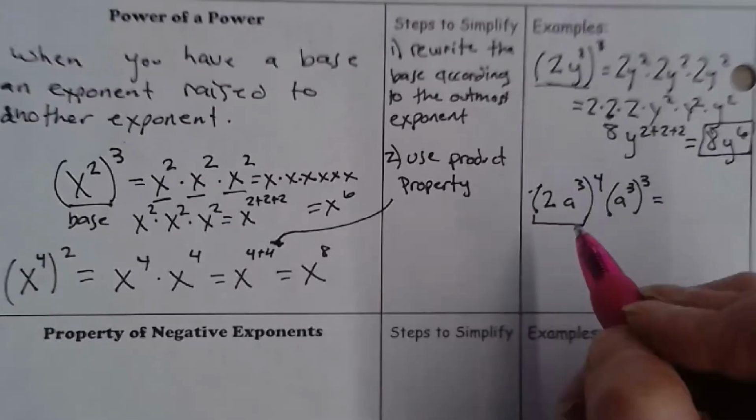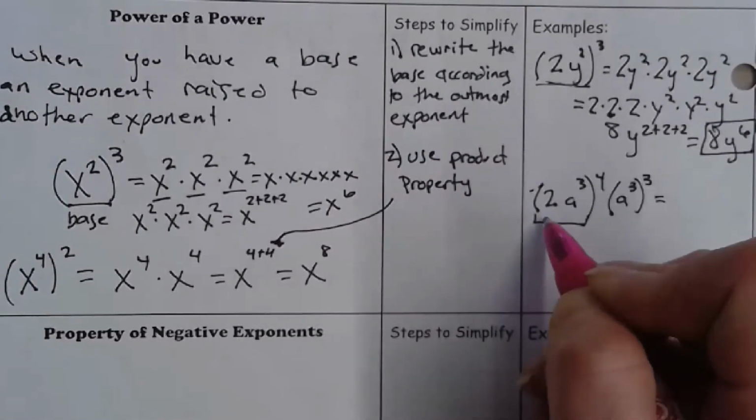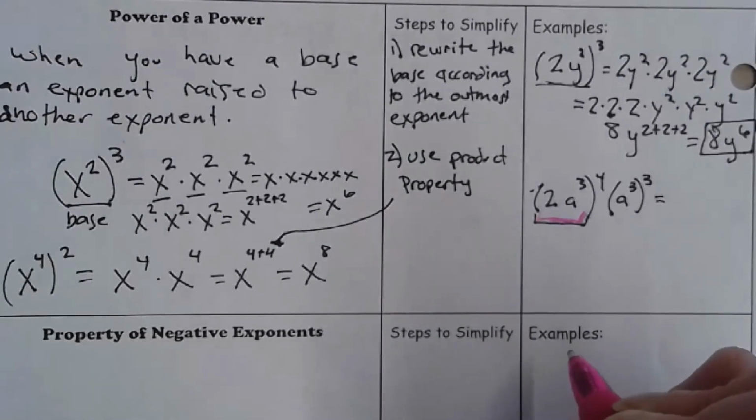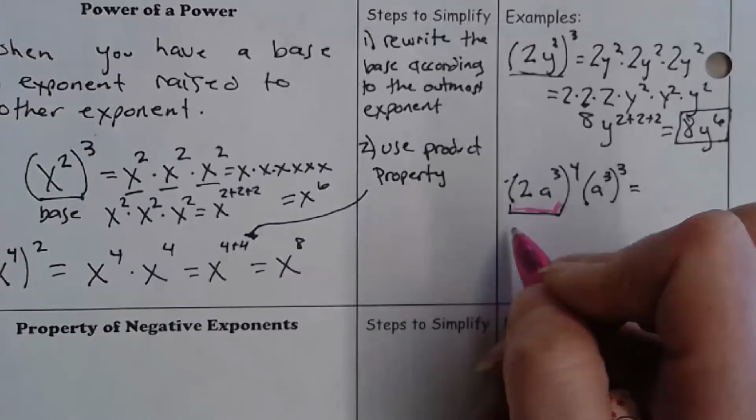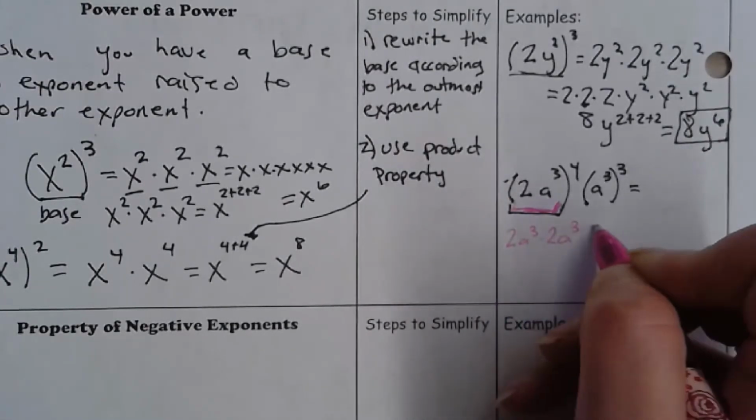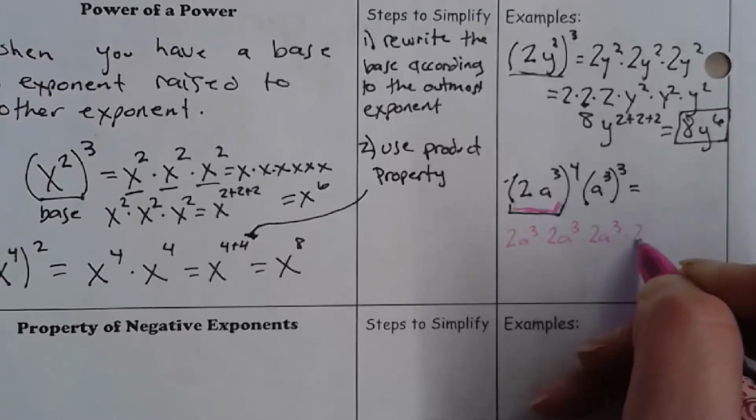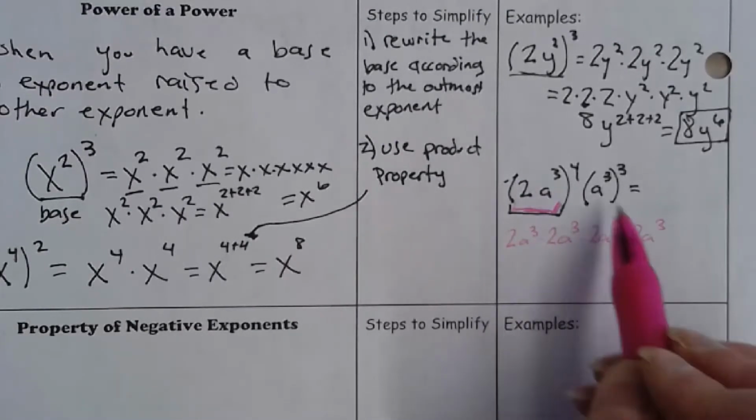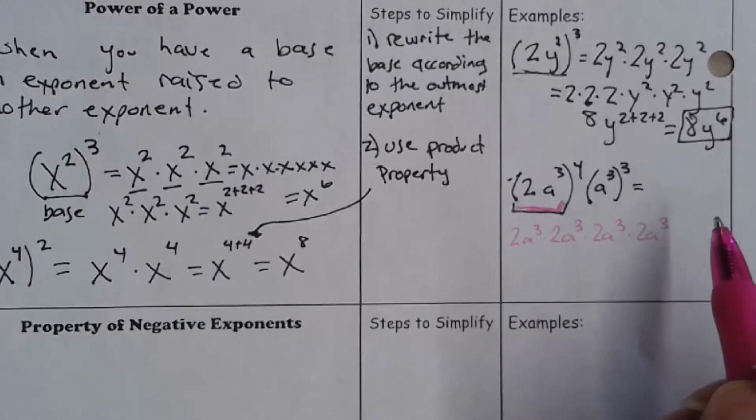Okay, I'm going to do this first base, the 2a cubed to the 4th. I'm going to do that one in pink. So that's 2a cubed times 2a cubed times 2a cubed times 2a cubed. So this base, 1, 2, 3, 4 times.